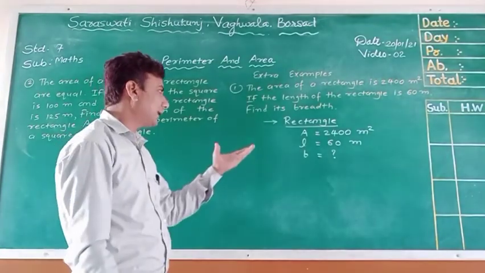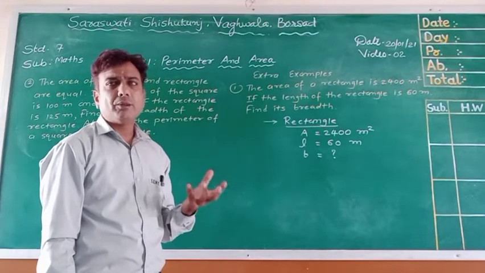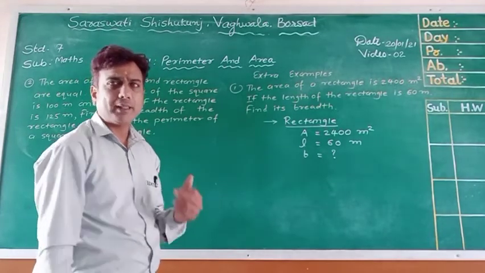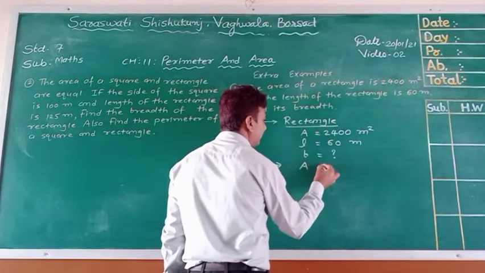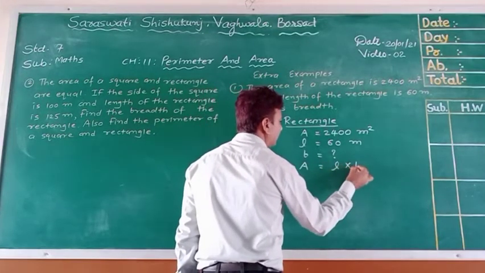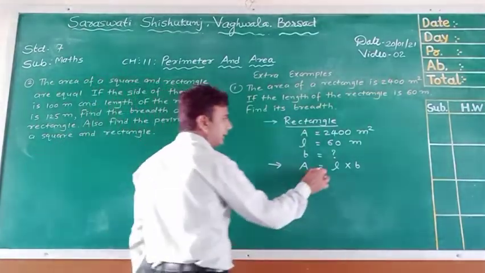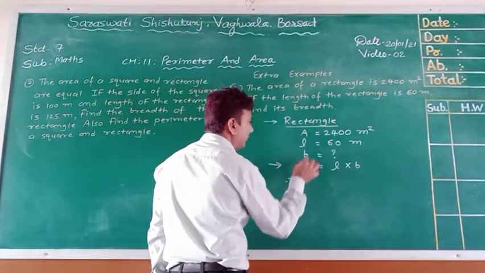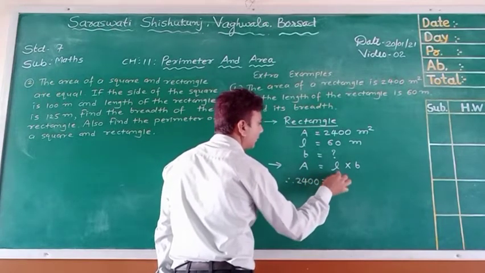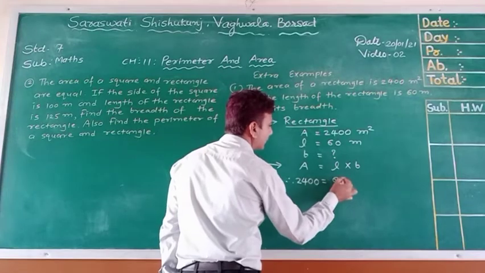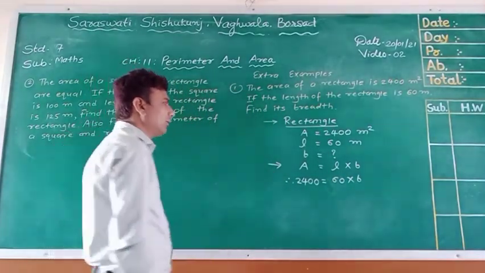See. Area given, length given, breadth not given, so don't worry, we know the formula to find area of rectangle. So here area of rectangle equals L into B. We know this formula. Area measurement given 2400 equals length 60 multiplied by B. Okay, now we want to find breadth.